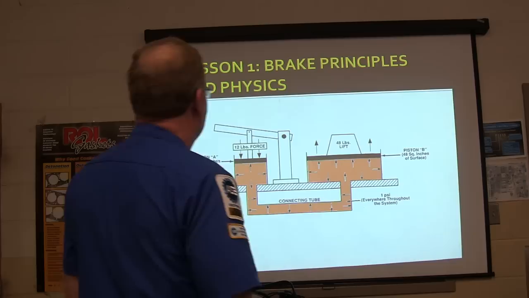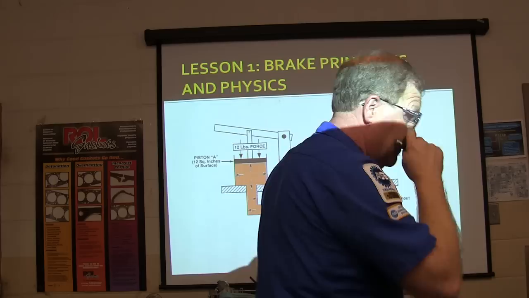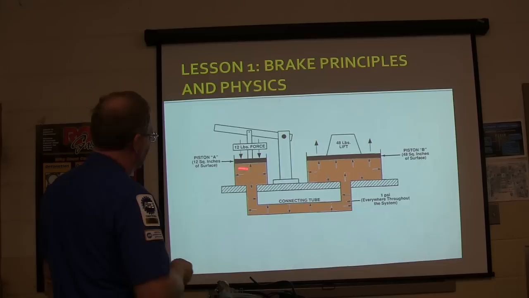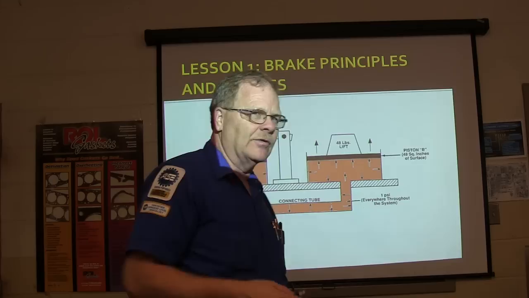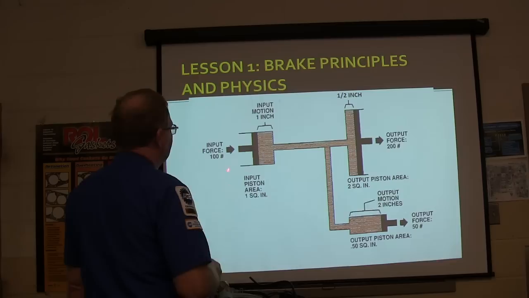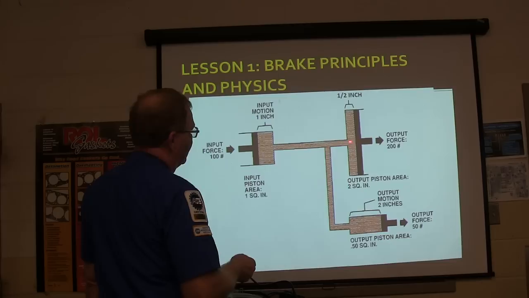Okay, so you've got 12 pounds of force. This is going to expand on what you were doing later. Stay with me, Nick. All right, so 12 pounds of force is going to give you 48 pounds of lift. See that? Because you've got 48 square inches of surface here, 12 square inches here. So that's Pascal's law, basically. You can't compress fluid. Fluid will expand and contract, but you can't compress it. When you put pressure here, it'll put equal pressure in every direction all the way through your tube. Know that. So your input force, 100 pounds, on a 1 square inch piston, gives 200 pounds. It only moves half as far, but with twice the force.